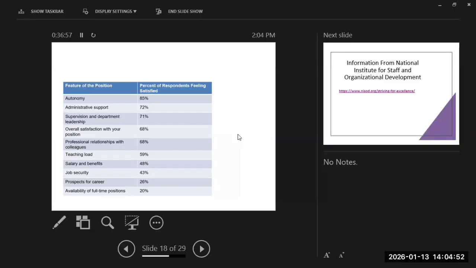Prospects for career, very low here. And these two go together: availability for full-time position. When I read about what this actually meant, it meant how well this adjunct position is helping them advance, whether in the college or even within their clinical career. So it was very low there. I don't know how many of our adjuncts, but I do feel like a significant percent do eventually end up working here full time. So this one might be a little higher.